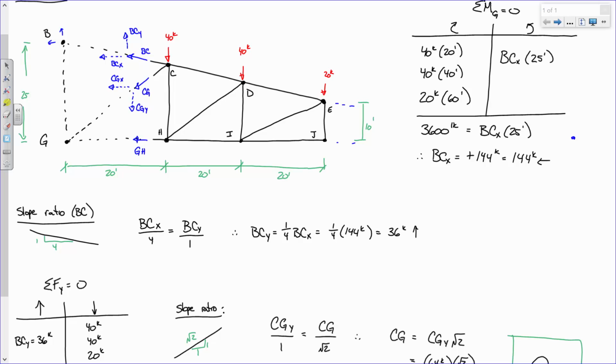Fair point. Any other questions? This is good stuff. All right. Next problem.